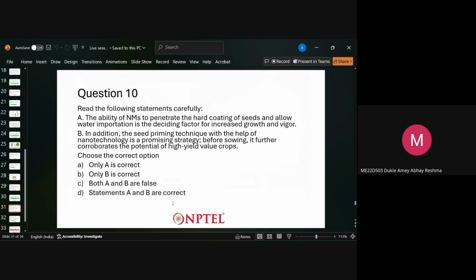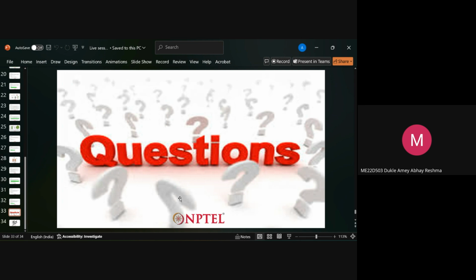So from the statement, if you look at it, the ability of nanomaterials to penetrate the hard coating basically leads to better results. So that is a true statement. And the second statement: with nanotechnology you get a higher yield, you get better seed priming. So that is also a correct option. So the answer is statements A and B are both correct.